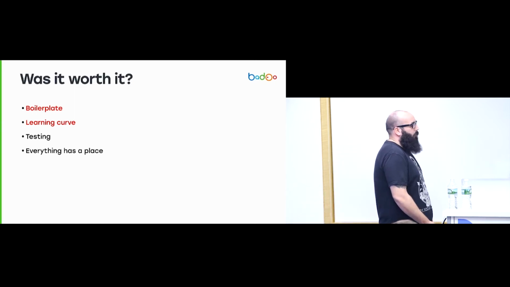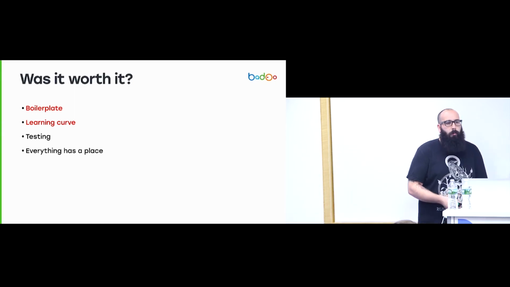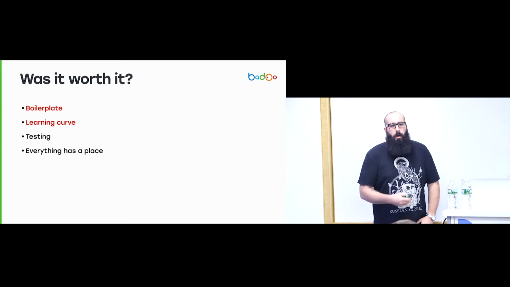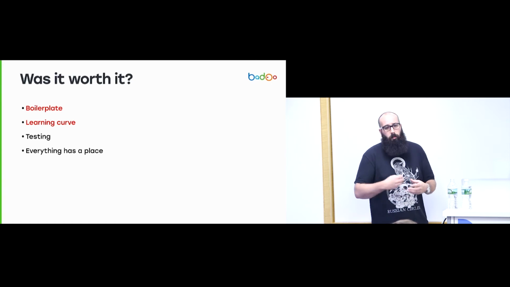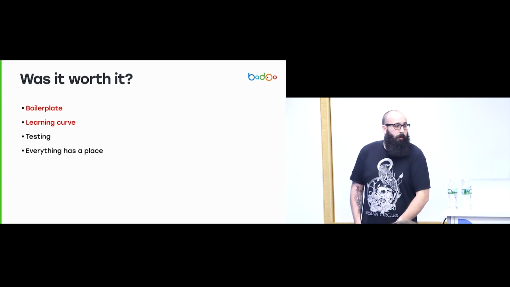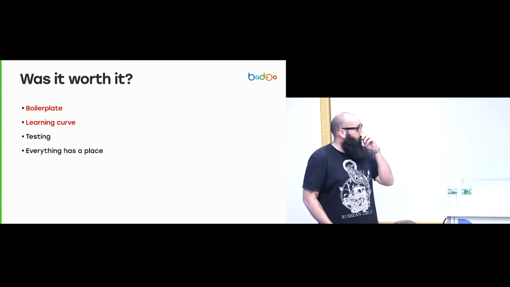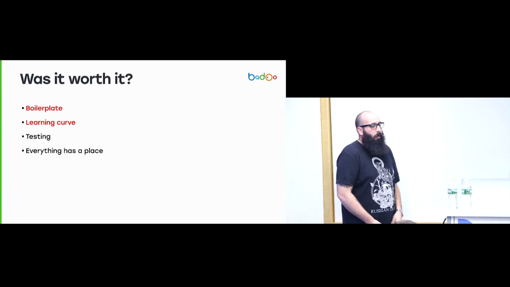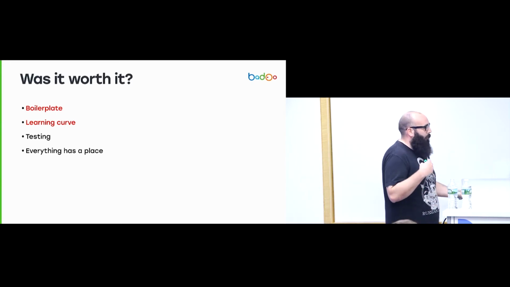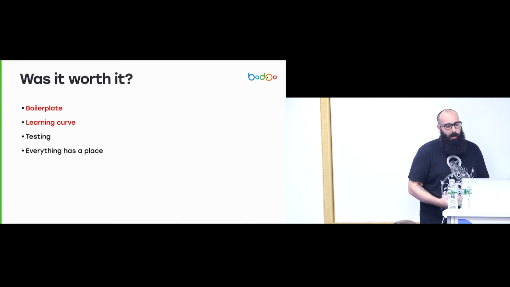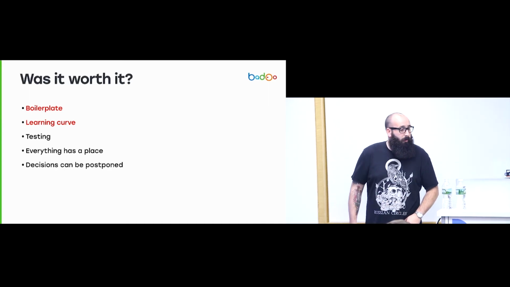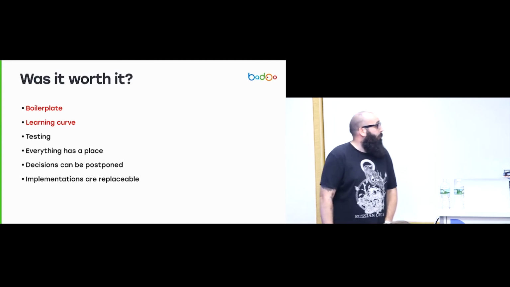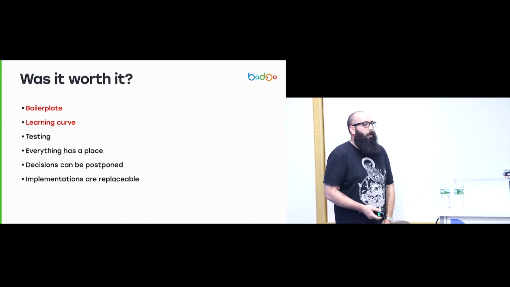Everything had a place. So when you come to implement a new feature, you know where things should go. You can pick and say, right, it's something to do with caching, it should go in the data layer. It's something to do with manipulating data for presentation, it should go here. Whereas previously, if we had an app where everything was kind of entangled, it was never that clear. And finally, well, actually not finally, but kind of finally, decisions could be postponed and implementations were replaceable.